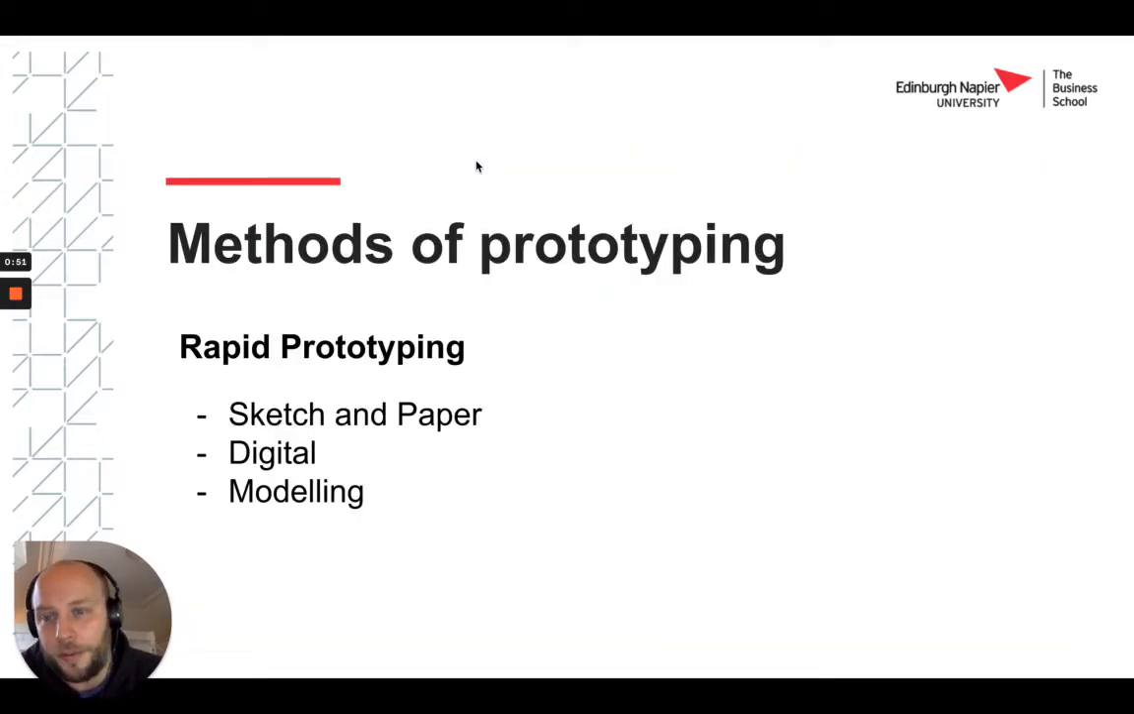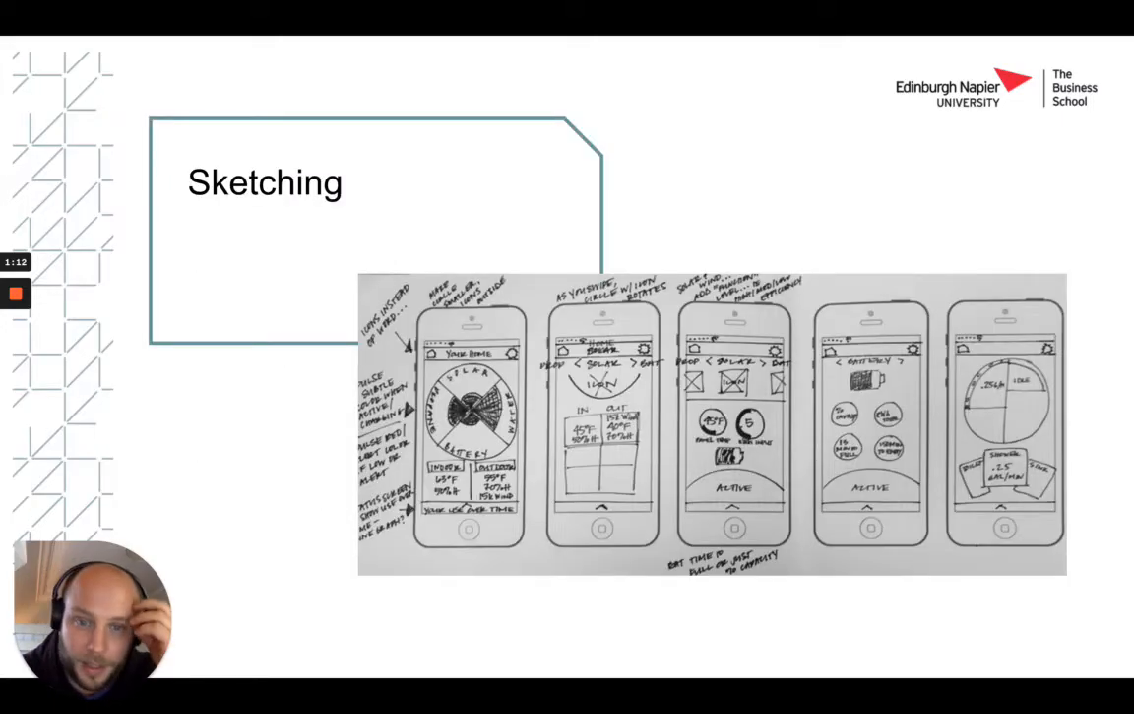There are lots of different ways to prototype, but today we're going to concentrate on rapid prototyping. And just like it says, rapid prototyping is a quick way of testing your idea out. And there's three areas that we're going to have a look at to give you an idea of how to prototype. So firstly, sketching. As it says on the tin, you can sketch out your idea.